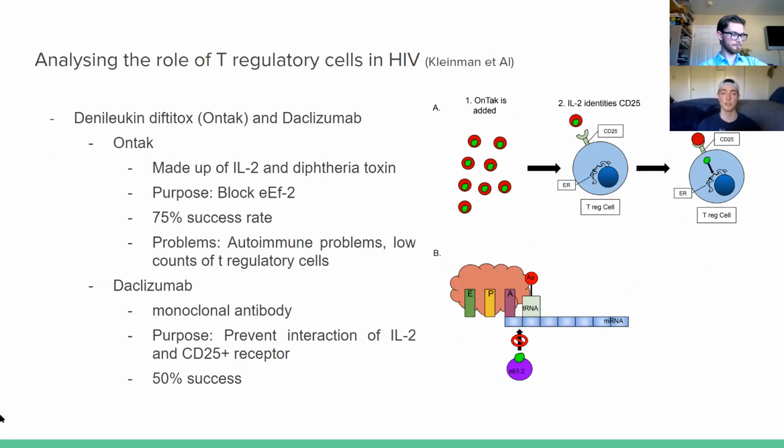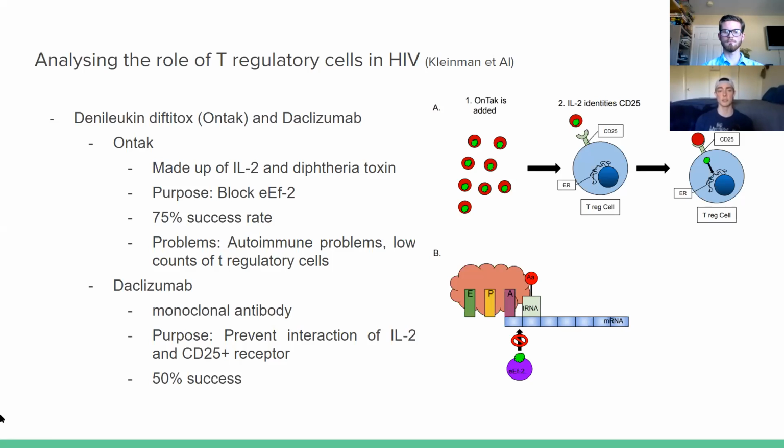Another study, done by Kleinman and his team, was analyzing the role of T regulatory cells in HIV. They were the first ones to switch their focus onto T regulatory cells. And T regulatory cells are resistant to expressing apoptotic gene expression when they discover viral DNA or something like that in their system. It's unknown why, but normally T cells don't have this problem. It's just T regulatory cells.